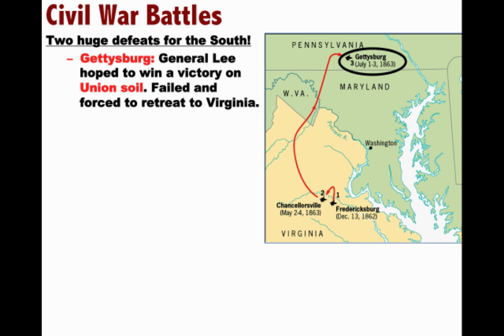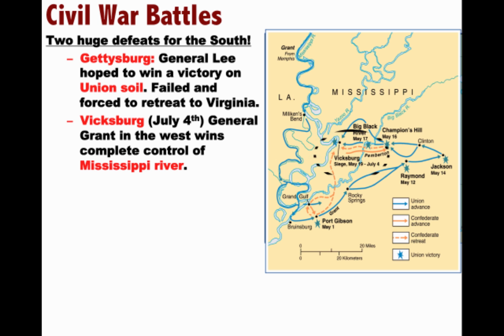And that actually is two huge defeats right next to each other. The first one is Gettysburg. Once again, Robert E. Lee is hoping to hit the North on Union soil, invading Pennsylvania. Ultimately, he fails and is forced to retreat back to Virginia.